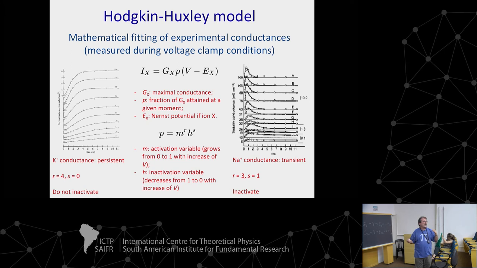What's the behavior of a current when the voltage is fixed? The voltage would like to increase or decrease because the membrane would be depolarized or hyperpolarized, but they fixed the voltage at a given value, and they could measure the current that would be flowing at that time.